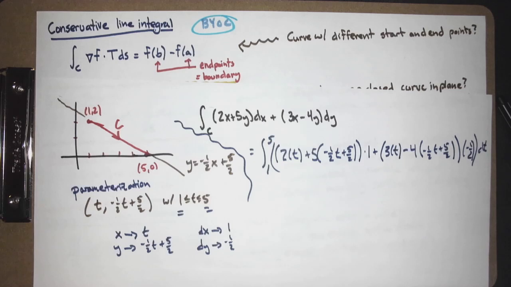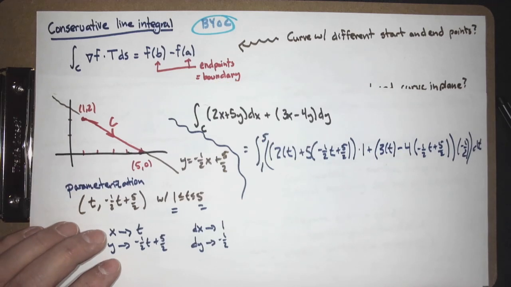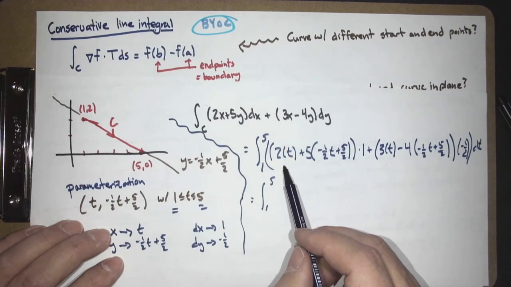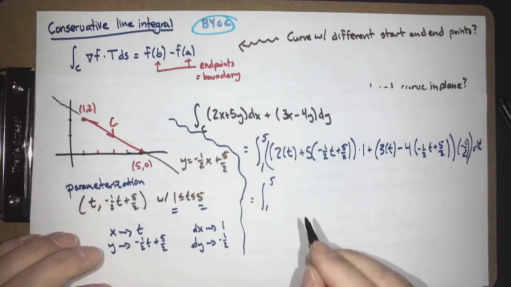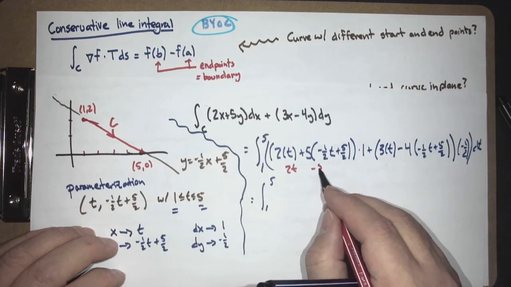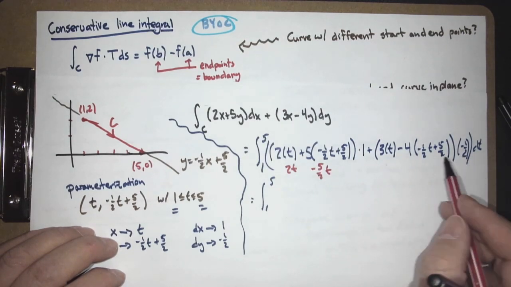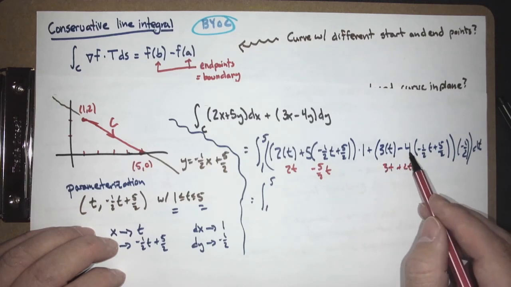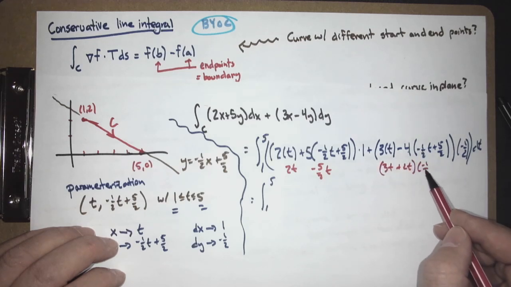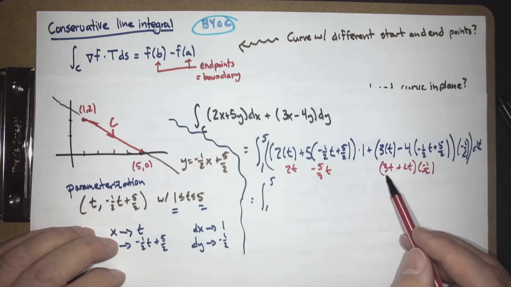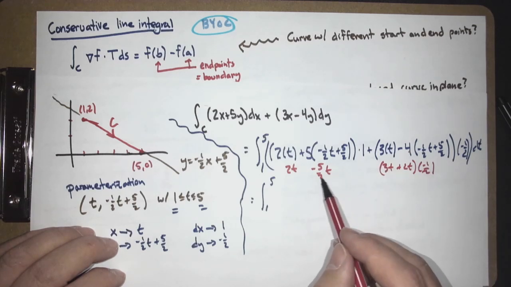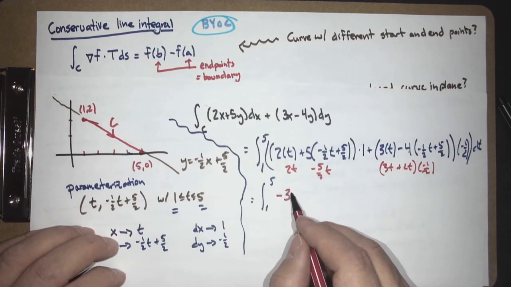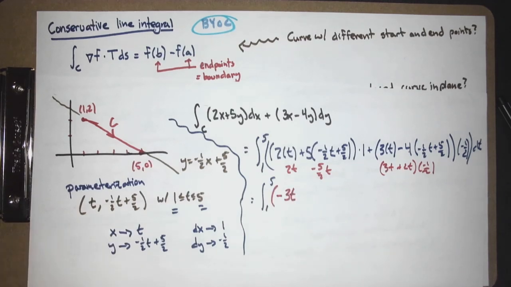Should we finish it? Yeah, might as well. In for a penny, in for a pound. 1 to 5, okay, we group. We have 2t minus 5/2 t. Then here we have 3t plus 2t times minus 1/2. So this will become minus 5/2 t minus 5/2 t plus 2t, all together giving us negative 3t.